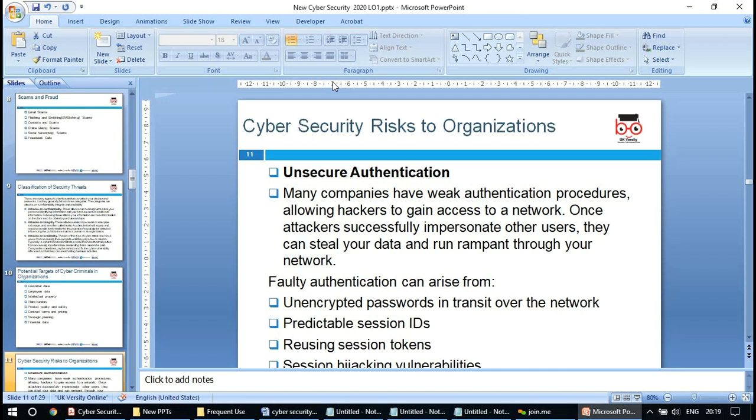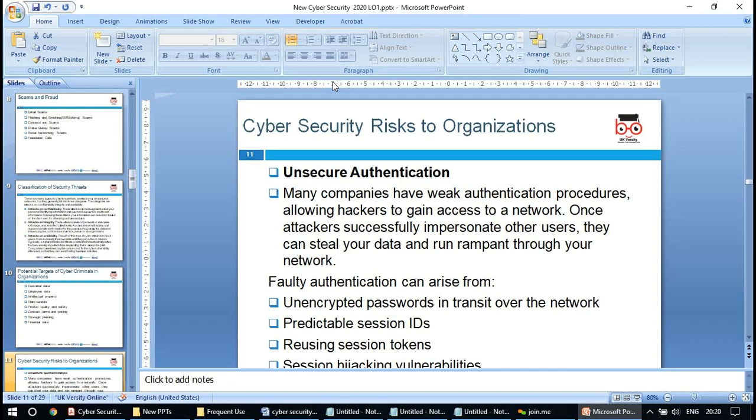So for example, number one is unsecure authentication. Authentication is like when you try to authenticate or authorize your staff, for example, that the manager can only access or change the employees' records. So possibly, unsecure authentication could lead to access of critical information by someone else. Many companies have weak authentication procedures, allowing hackers to gain access to a network. Once attackers successfully impersonate other users, they can steal your data and run rampant through your network.